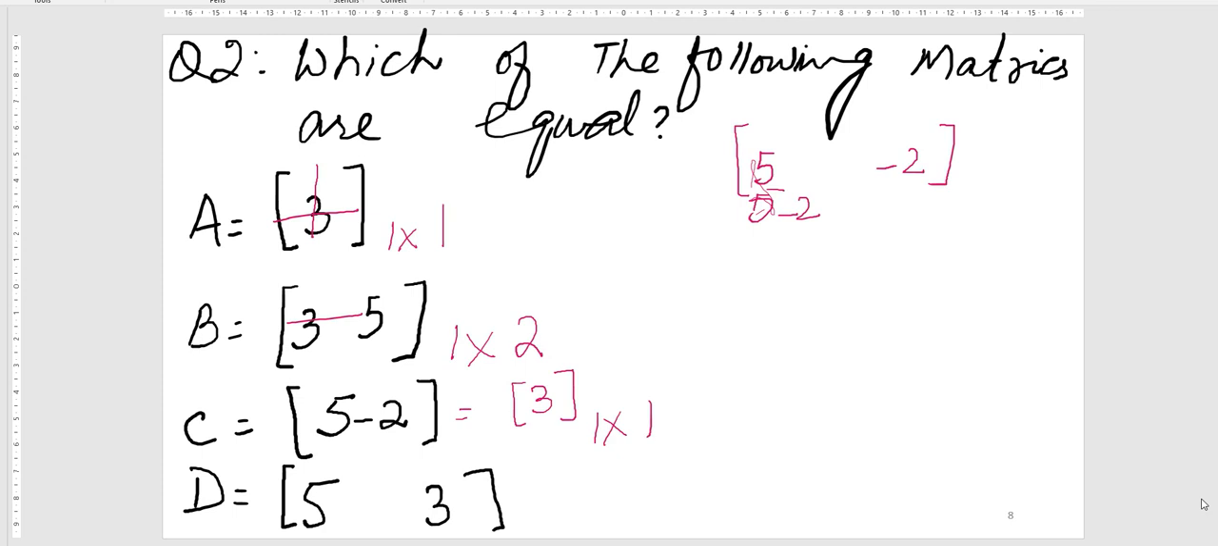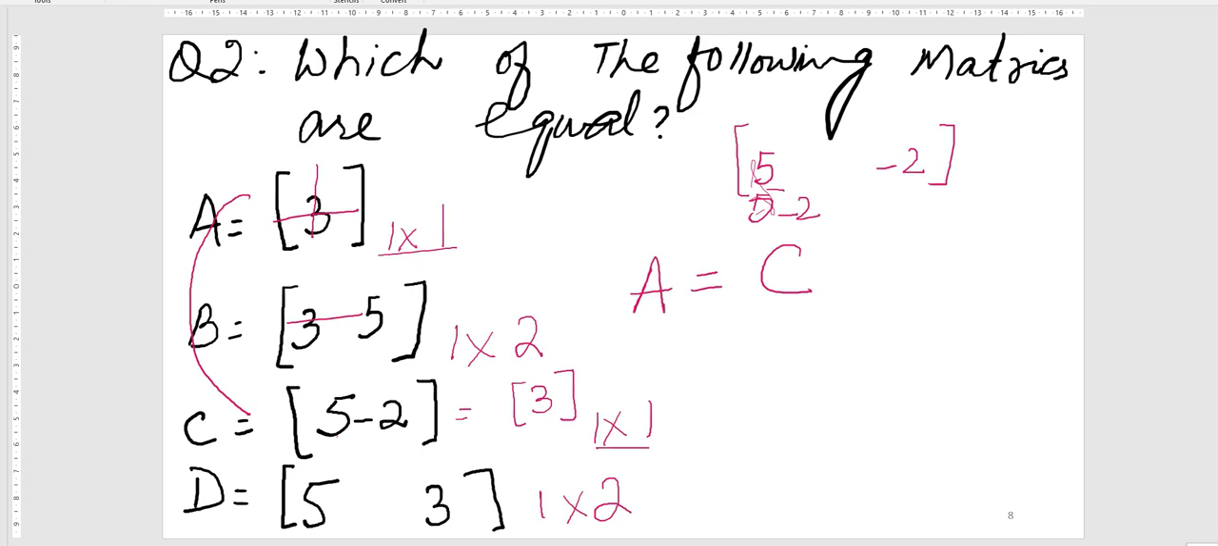These are one row and two columns, 1 by 2. So from here we can say, this is 1 by 1. This is also 1 by 1, C. And their entries are also equal. So we will say A equals C. These two are equal, A and C.